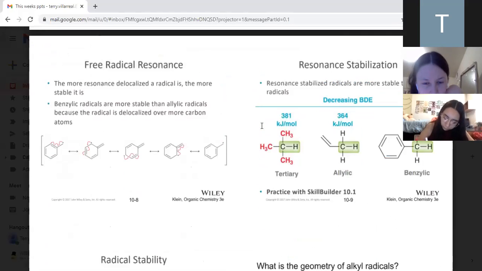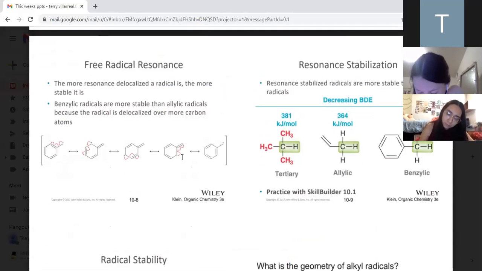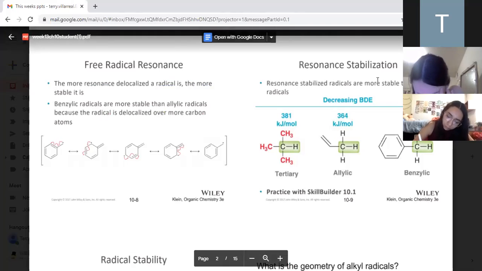Okay, so when we think about this free radical resonance, the more resonance delocalized the radical is, the more stable it is. So you can see here, we have this radical on the outside of our benzene ring. And if you notice, it can go through different resonance. So now that radical is moving throughout. So now I have essentially 5 resonance structures. So the stability of this free radical would be very stable. So the more pi bonds that are conjugated, the more stable that radical is going to be.